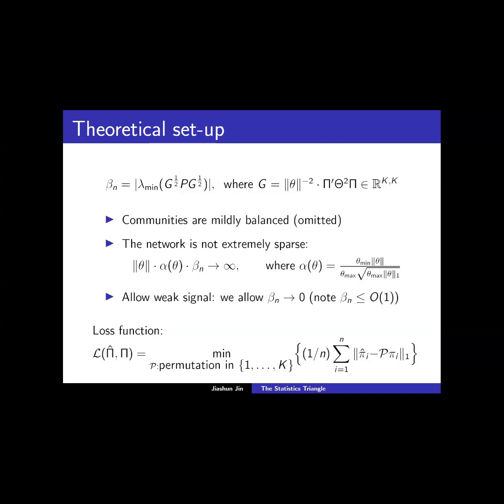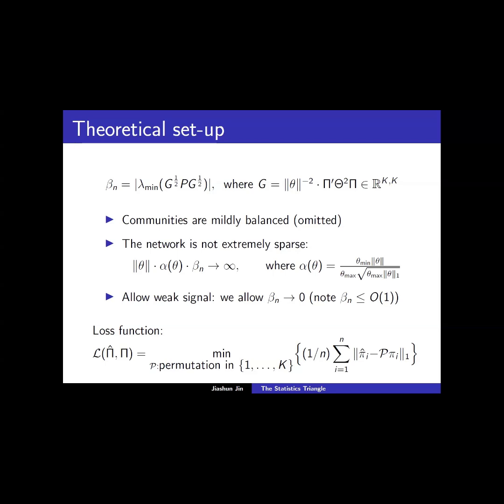Compared to the literature, in order for the procedure to really work for real applications, you have to allow weak signals. In networks, the frequent case is weak signals. After these two main conditions and the remark, the loss function is decided by the L1 norm of pi hat minus pi i, because pi i itself is a weight vector, so the L1 norm is more natural than the L2 norm.